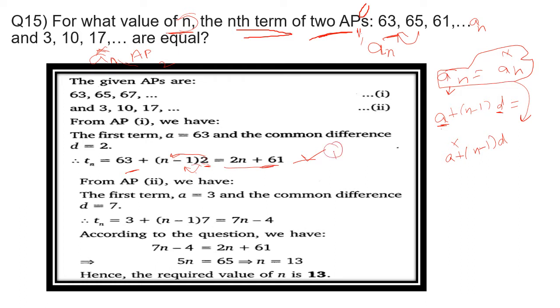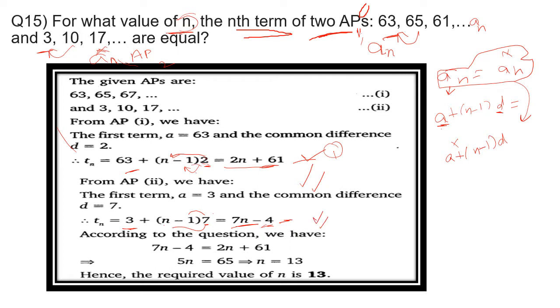Moving on to the second AP, which is 3, 10, 17. What is the a here, beta? a is 3. And what is the d here? d is 10 minus 3, that is 7. So looking here, the values have been put here. You are going to simplify the bracket. 7 into n will be 7n. 7 into minus 1 will be minus 7. So when you subtract, 3 minus 7 will be minus 4. So the expression we got is 7n minus 4. These are the nth terms for both the APs.